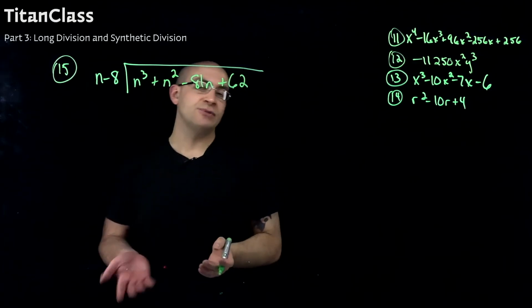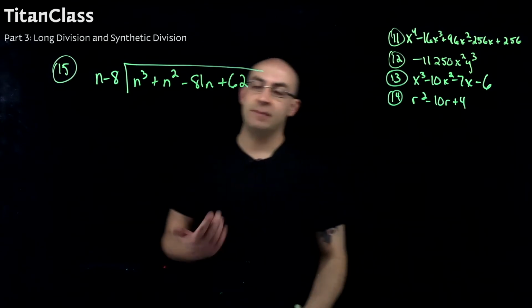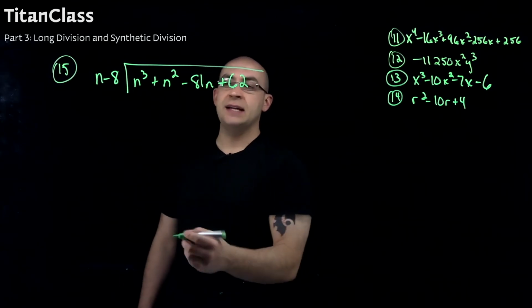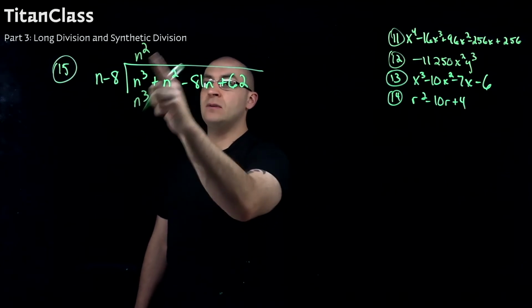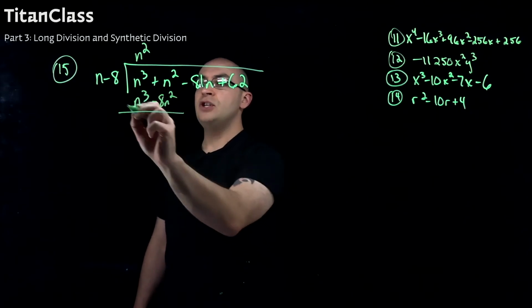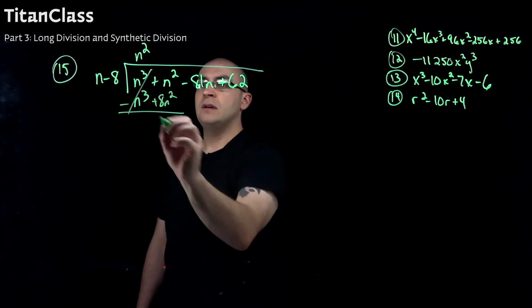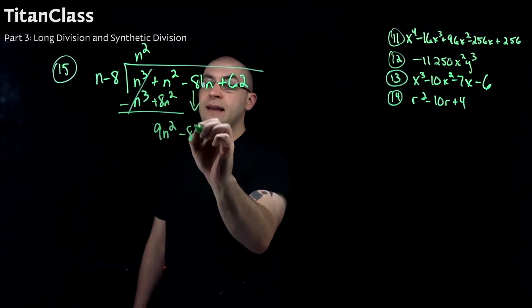Okay, so this is going to have a remainder, but you wouldn't know that yet, really. It's really simple to just add the remainder onto the back. n fits into the n to the third, n squared times. Multiply back down, gives me n to the third, and then negative 8n squared. Change both signs. This is 9n squared. Drop the negative 81n down.